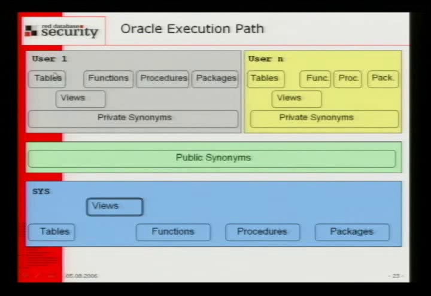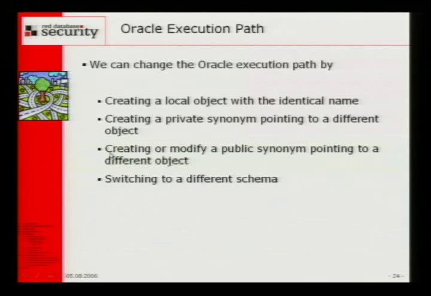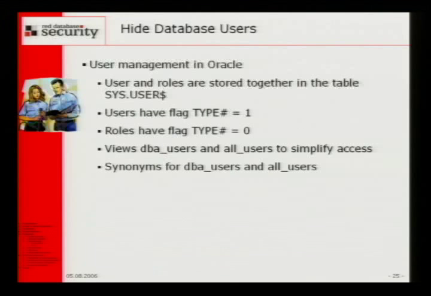So from top to down, if we are user 1, Oracle looks first for the object itself, then for a private synonym, and then for a public synonym. So we can modify the objects, but we can also change the execution path by creating a local object with the same name. We can create a private synonym pointing to a different object. We can also create or modify a public synonym, or we can switch to a different schema with alter session set current schema.